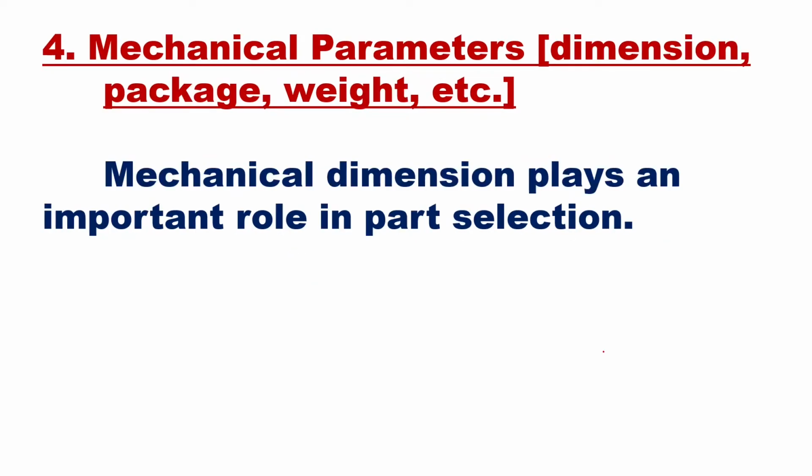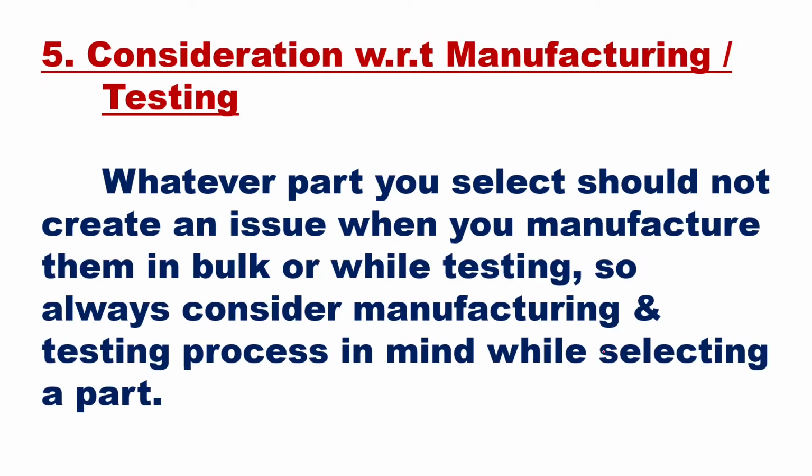Then fourth is mechanical parameters like dimension, size, package, weight, etc. Mechanical dimensions also play an important role in selecting components according to your application. Then fifth is a consideration with respect to manufacturing or testing. Whatever part you select should not create an issue when you manufacture them in bulk or while testing. So always consider the manufacturing and testing process while selecting a part.